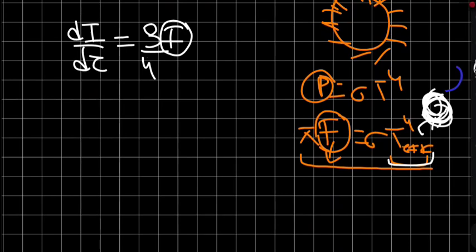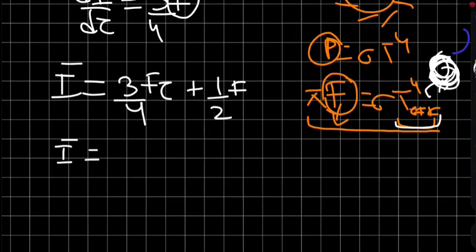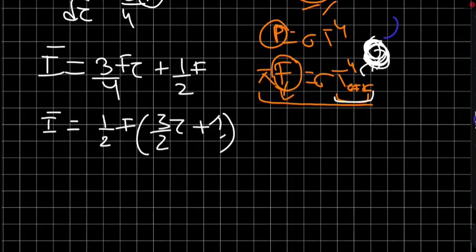So this is the relation between the mean intensity, optical depth, and this particular F. And if you integrate and find the mean intensity, it is equal to 3 by 4 F tau plus some constant, which you will find using the boundary condition, as 1 by 2 F. And if you take 1 by 2 F common, you will get I as 1 by 2 F times (3 by 2 tau plus 1). And this is the result for the mean intensity. So this is how we define this.